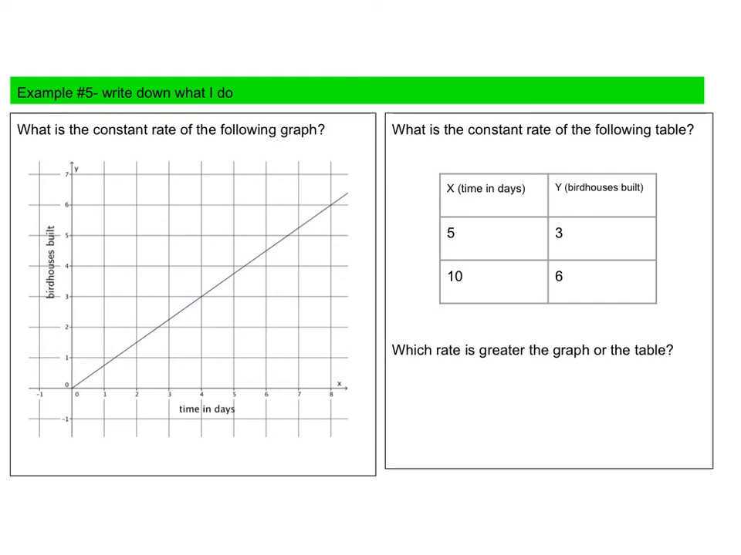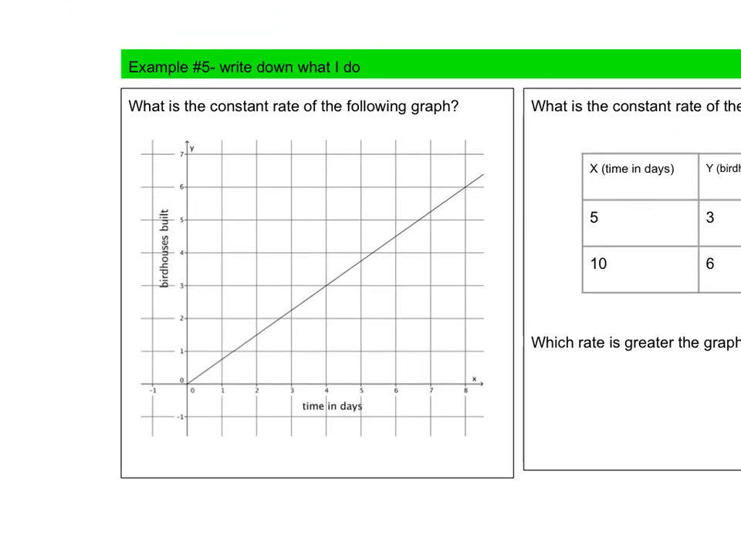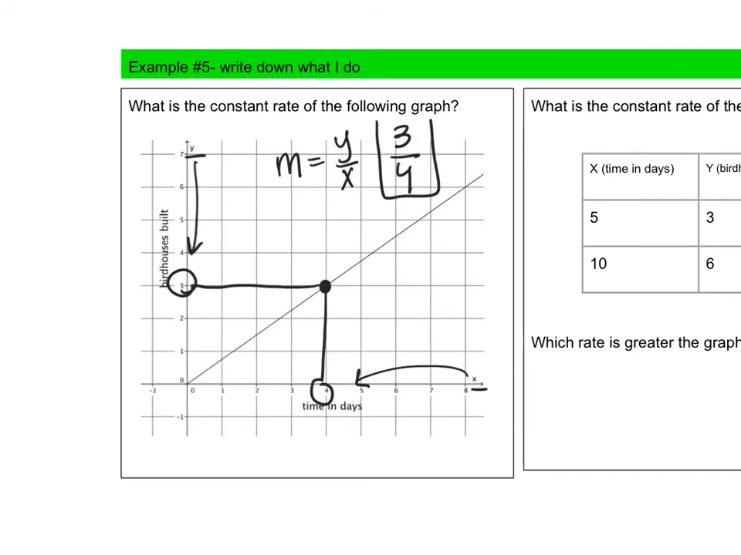All right, example 5, this is actually what we practiced yesterday. It says, what's the constant rate of the following graph? So what I'm going to be doing is looking for any point on the graph and finding my y and my x. So my constant rate, or my m, equals y divided by x. So in this case, it's going to be 3, because this is my y, divided by 4, because this is my x. So this is the constant rate of this graph, 3/4. You could also write this as a decimal, 0.75.